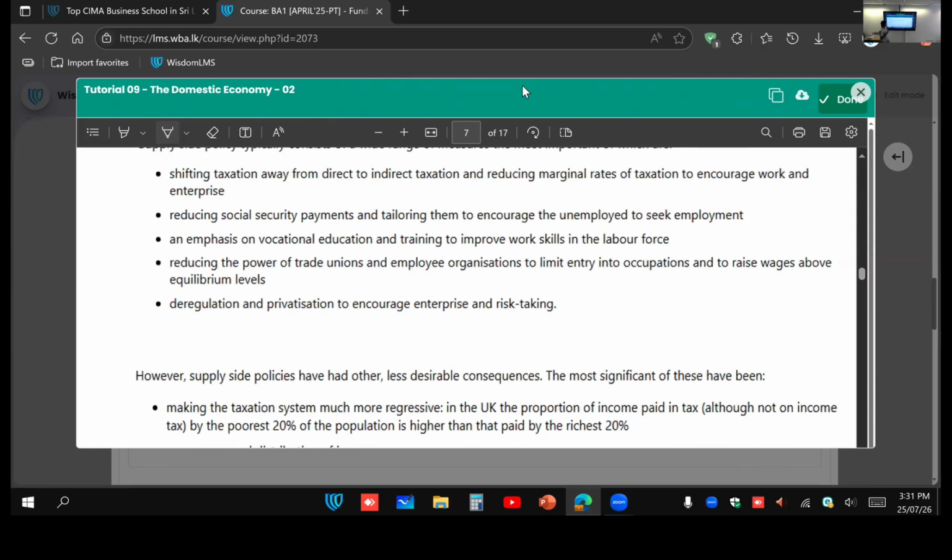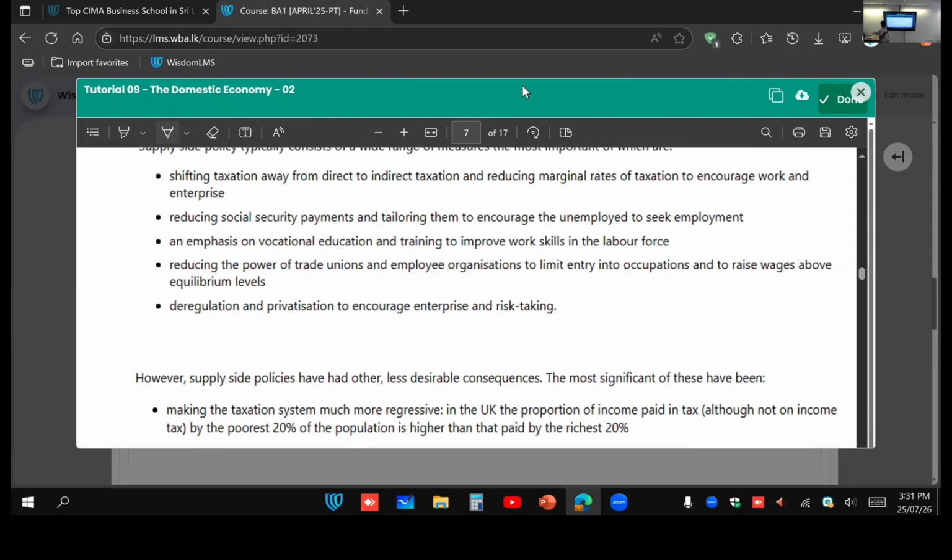Third part, an emphasis on vocational education and training, similar stuff, right? So vocational training and education improve skills, improve the labor force, employment, again the same, national income and output and everything.